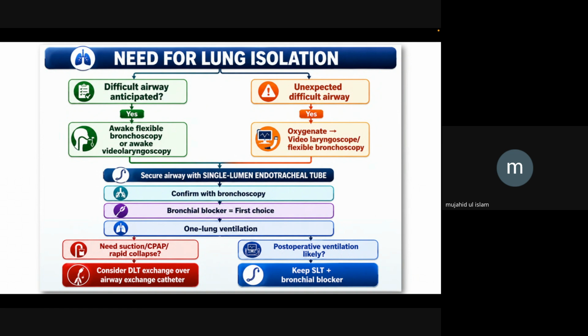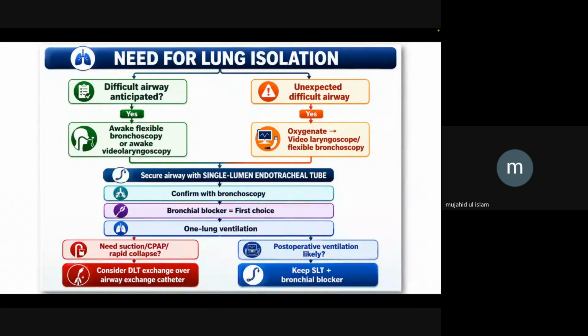At this point, two clinical scenarios should be considered. If the operation requires rapid lung collapse, repeated suctioning of the operative lung, or CPAP to the non-dependent lung, a double lumen tube may be advantageous, and an exchange can be performed over an airway exchange catheter once the airway is secured. On the other hand, if post-operative mechanical ventilation is anticipated, the preferred strategy is to leave the single lumen tube in place with the bronchial blocker, avoiding an unnecessary tube exchange.